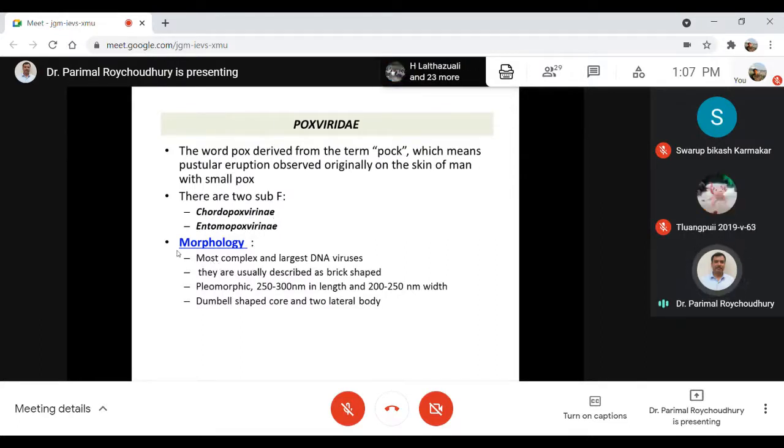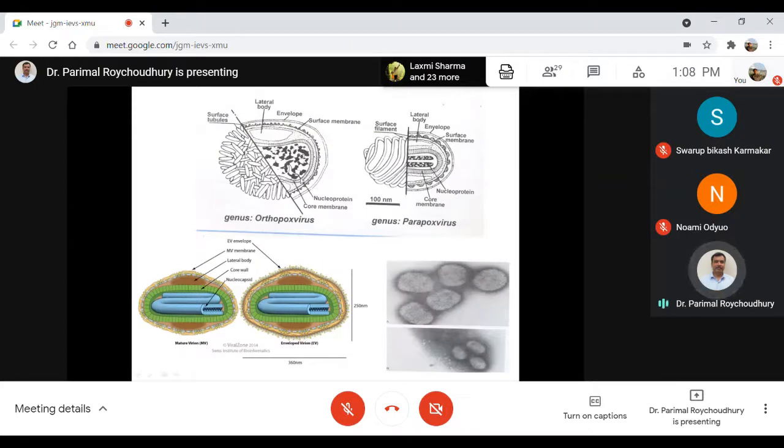Okay, so as you know, if you go to the complex symmetry of the virus, it's the largest DNA virus. Usually, the inner core material is surrounded by a membranous capsid layer, and you can see two lateral bodies, which are of unknown function. Why they are needed for the virus is not yet known. These two lateral bodies are accumulations of some proteins, and the inner core looks like a dumbbell, the dumbbell that we use for exercise, exactly the same way.